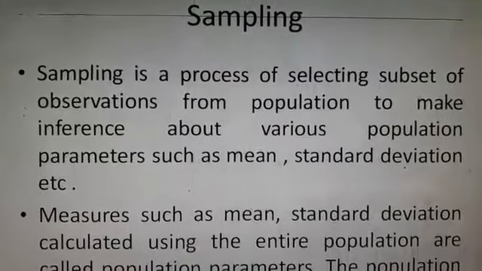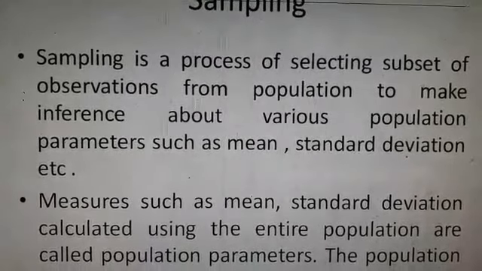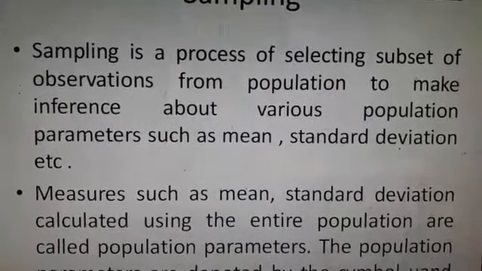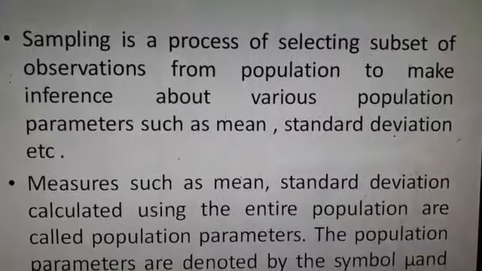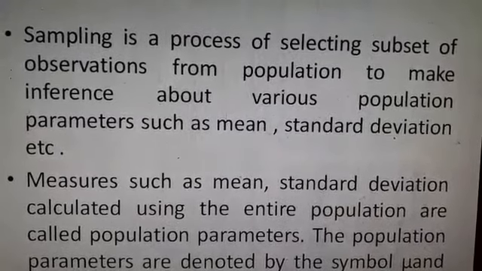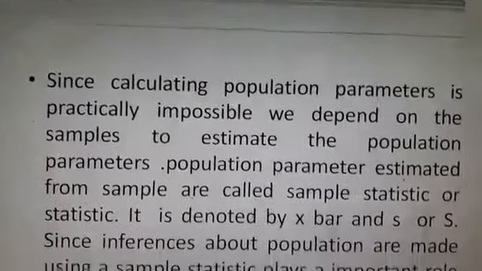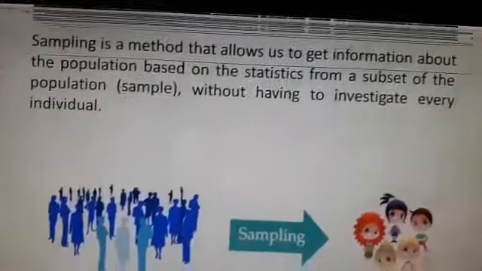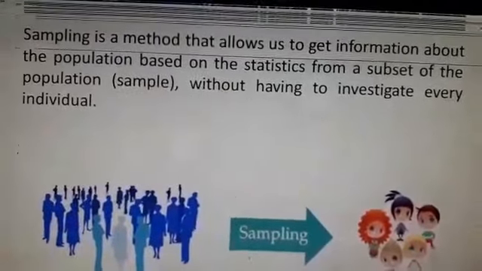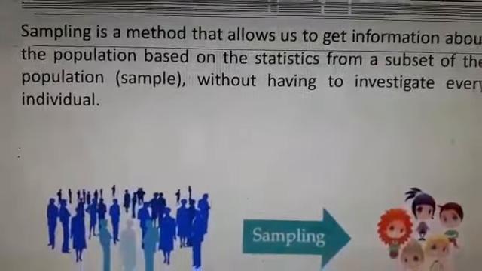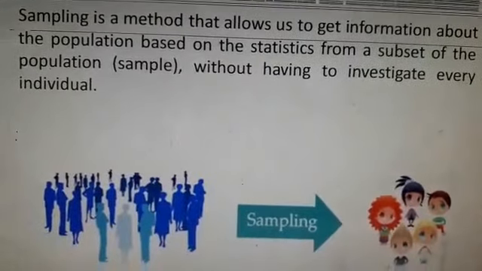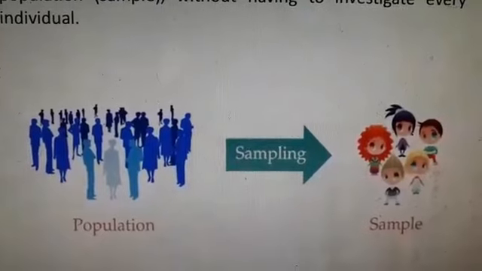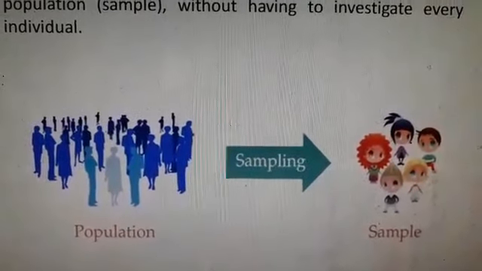Sampling is a process of selecting a subset of observations from the population by which we can make an inference about the population parameters such as mean, standard deviation, etc. Sampling is a method that allows us to get information about the population based on the statistics from a subset of the population without having to investigate every individual. And we draw the sample from the population, which is called sampling.